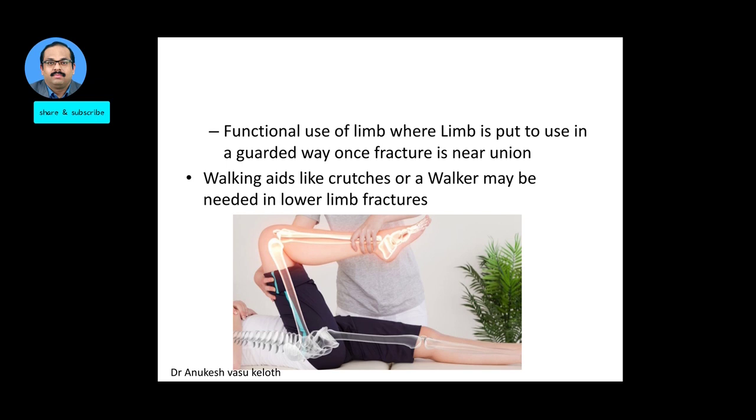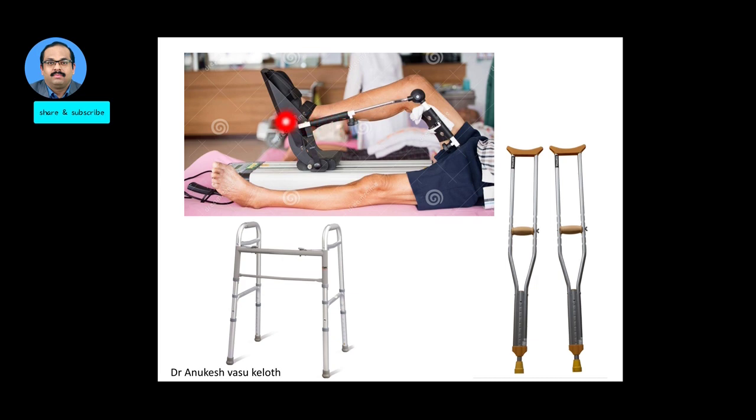Now, functional use of a limb, where the limb is put to use in a guarded way once the fracture is reaching near union. So here comes the use of crutches and a walker for a lower limb fracture. So this here is passive joint mobilization. You can see that somebody else is moving the joint. This is a motorized device which helps in the joint mobilization. And this is a walker and this is the crutch.